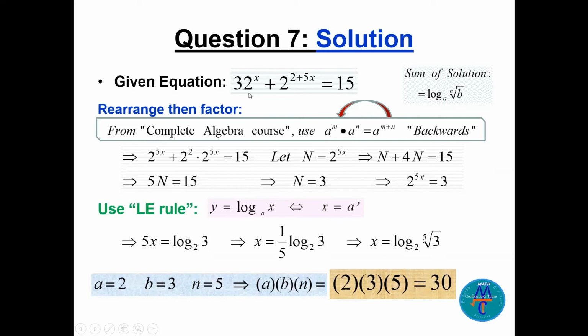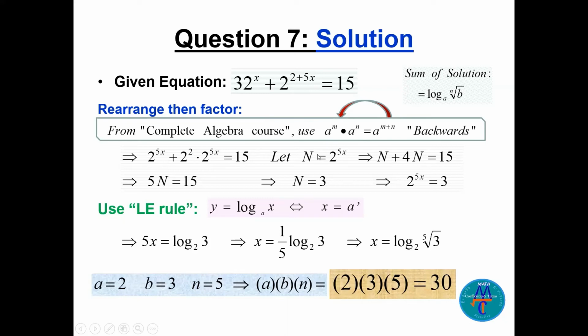Now the given equation is an exponential equation, and the sum of the solutions will look like this. So we start by playing with the powers here. a to the power m times a to the power n is equal to a to the power m plus n. We know that from the algebra course, multiplying exponents with the same base, but we have to use it backward. So 32 is 2 to the power 5, 2 to the power 5x is the first term here, plus 2 to the power 2 times 2 to the power 5x, where a here is 2, is equal to 15.